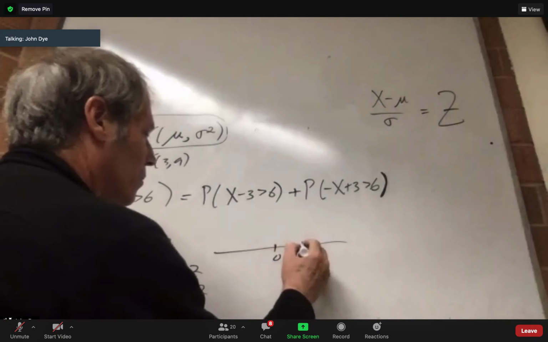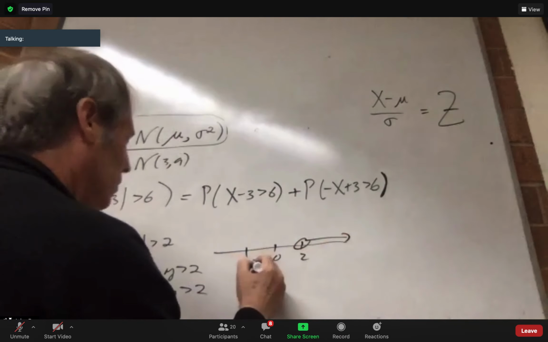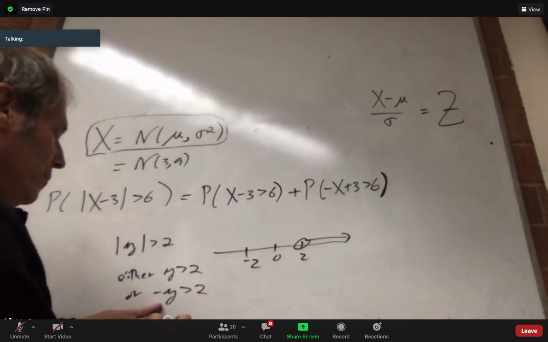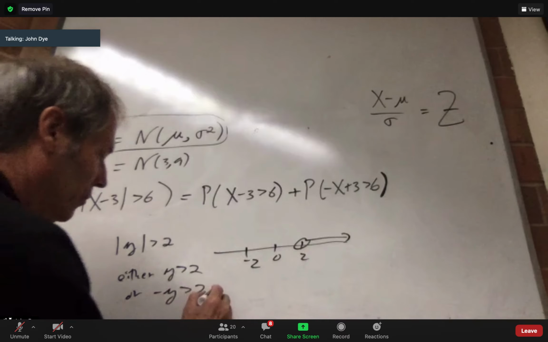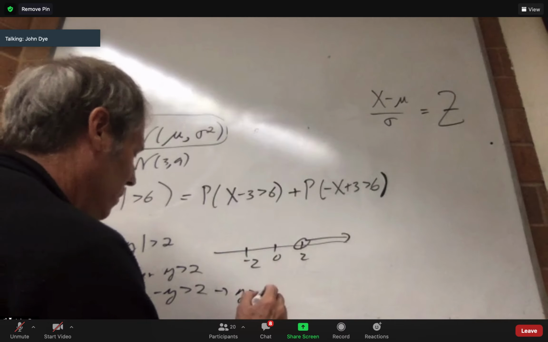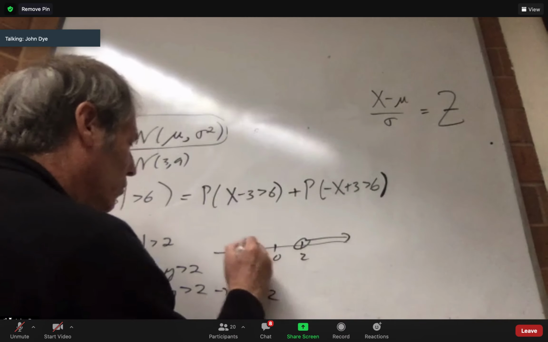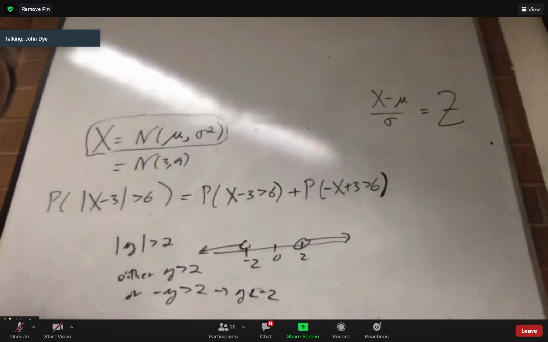So 0 gives 2. So you're looking this way, or, okay, this means minus y is greater than 2, then y is less than minus 2. So it goes this way. So these are the two sides of it.